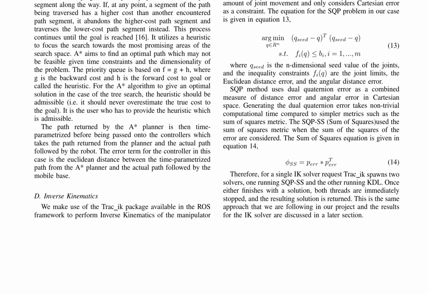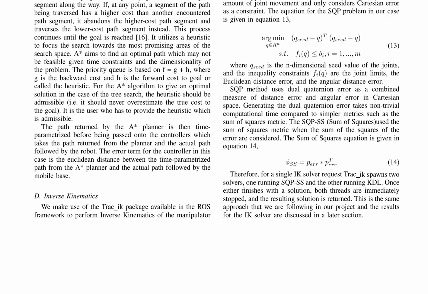To mitigate this, the TRAC-IK solver detects local minima and changes the next seed. However, this method does not handle joint limits well. An alternative approach is to solve IK using sequential quadratic programming, SQP, which can handle constraints like joint limits. The SQP problem is formulated as a nonlinear optimization problem, minimizing the overall amount of joint movement while considering Cartesian error as a constraint. The SQP method uses dual quaternion error as a combined measure of distance error and angular error in Cartesian space. However, generating the dual quaternion error can be computationally expensive.